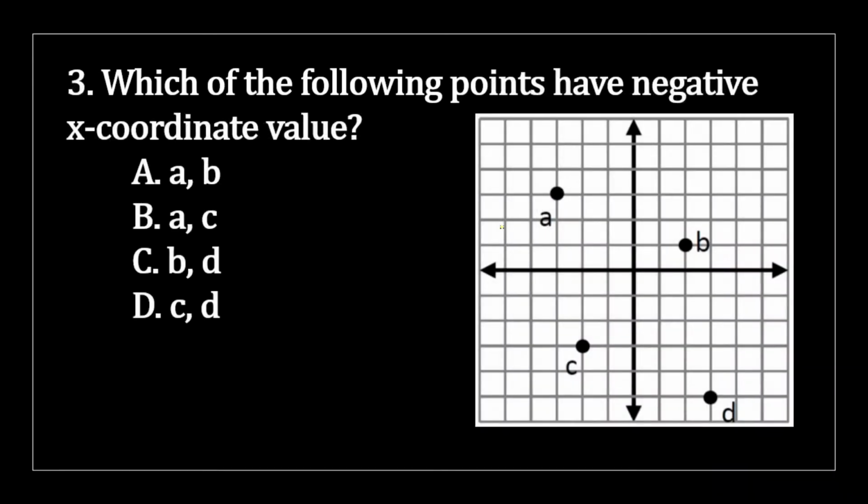Which of the following points have a negative x coordinate, meaning the value of x? Since we're talking of x, we're just dealing with this axis. So if we're dealing with that axis, let's try to find where the negative values are. So this is 0, the origin here. If you go on the left side of the origin, all of the points here have negative x value. So the answer is A and C. And that is letter B.